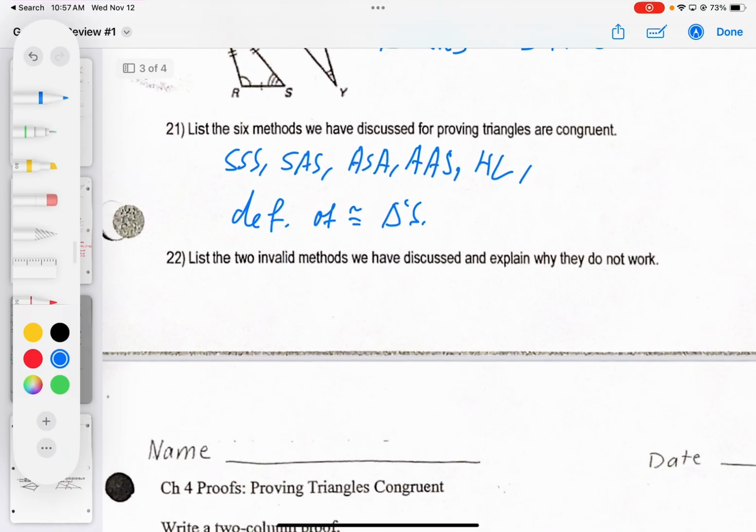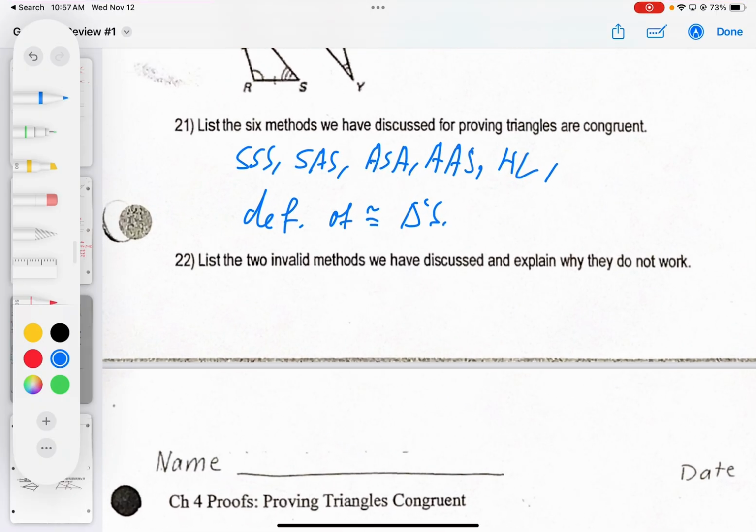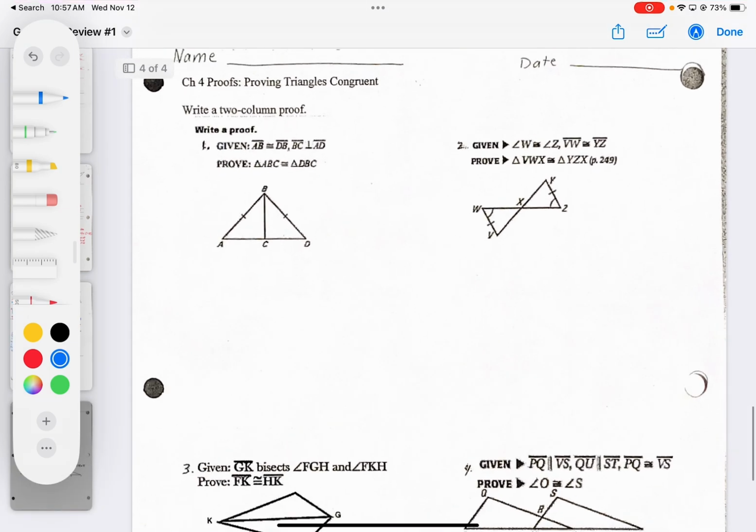Yeah. Two invalid methods to prove triangles congruent, not stating everything: AAA, and ASS or SSA. AAA would have been the other one, right? Yeah, I spelled a bad word.